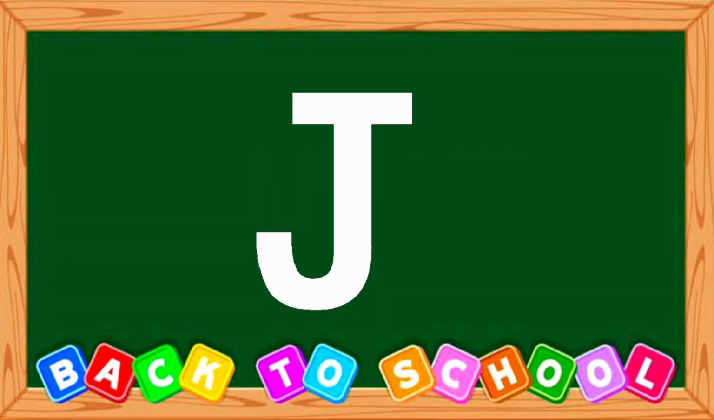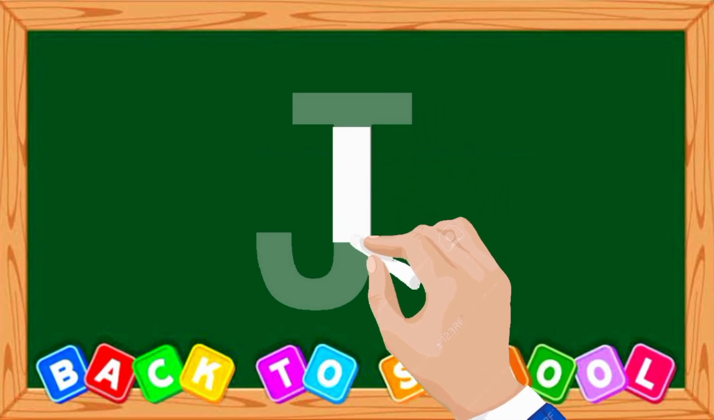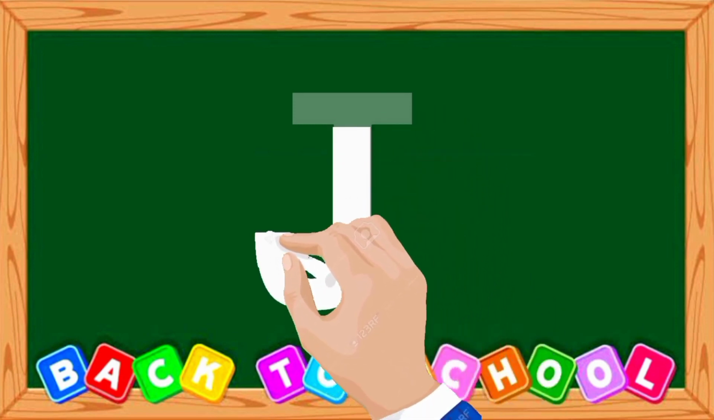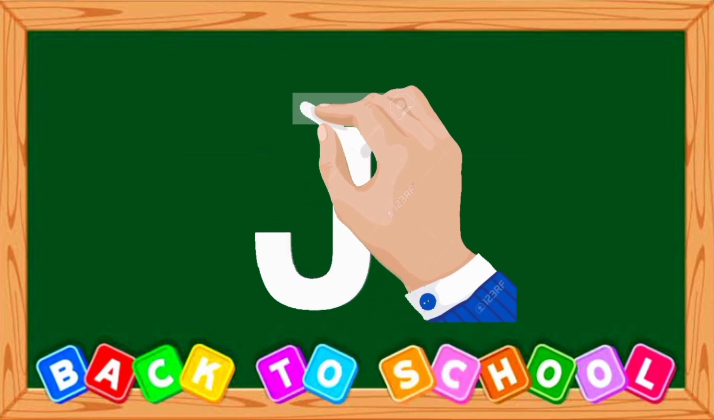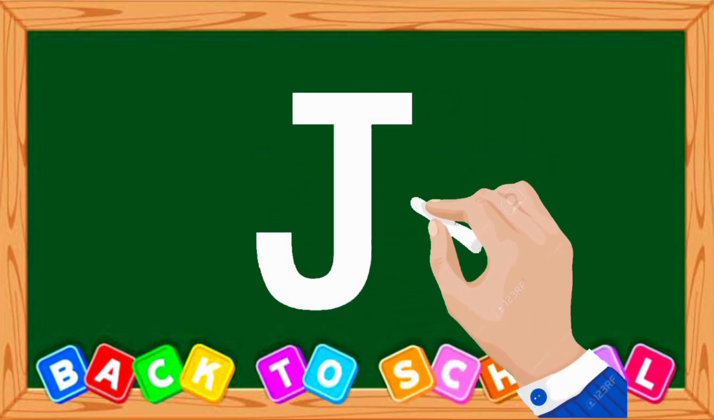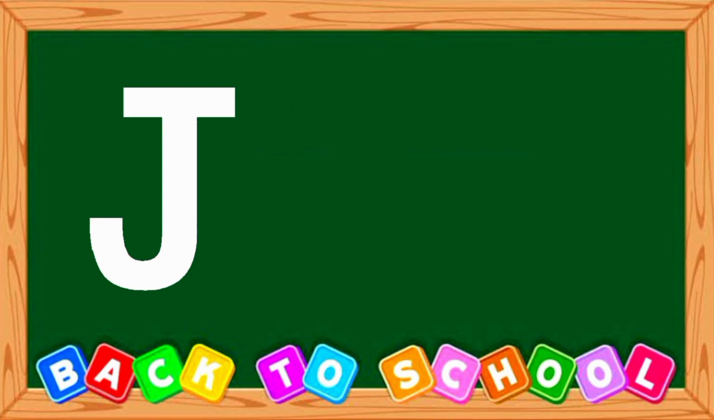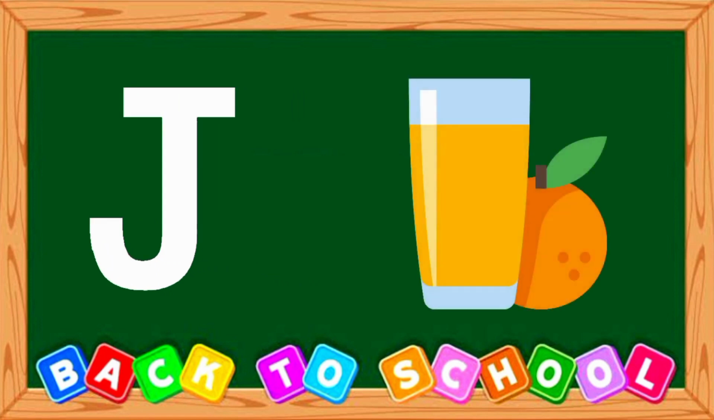Letter J. One standing line and a curve towards the middle with a sleeping line at the top makes my letter J. J says J as in juice.